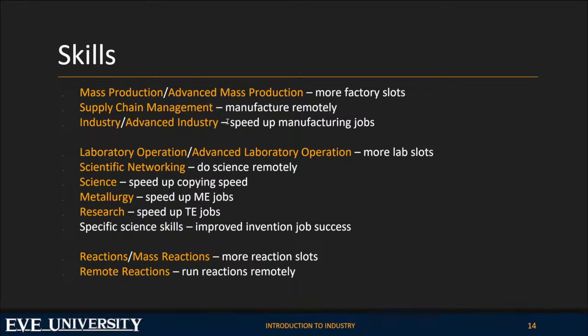And then, as I said, you can use an alt corp just for that, basically, to do all the industry stuff. Supply chain management just helps with using PPCs remotely so that you don't always have to be in that one system. And advanced industry to speed up manufacturing jobs.